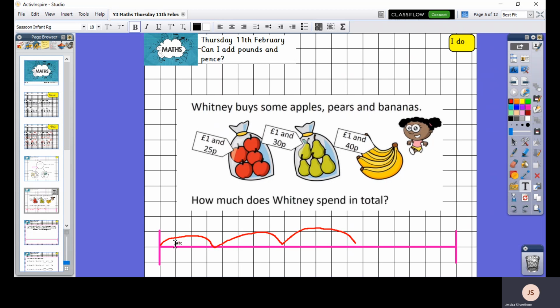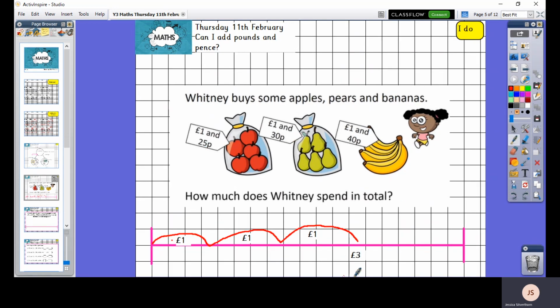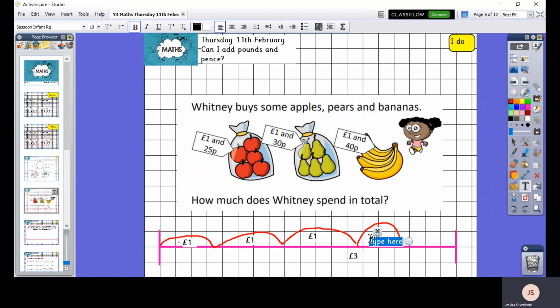I think I'm actually going to use my cursor here because then I can do a pound sign really quickly. So £1, pound, and £1 will make £3. Okay, and then I can look at the pence. So let's have a little look and see what I've got here. So I've got 25 pence. So £3 plus 25 pence is going to make £3.25. So £3 and 25 pence.